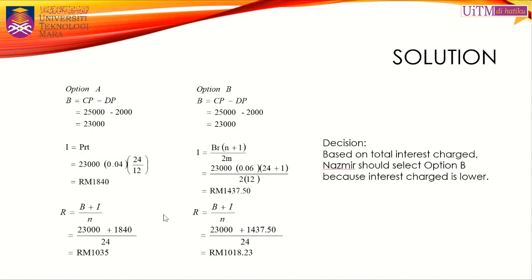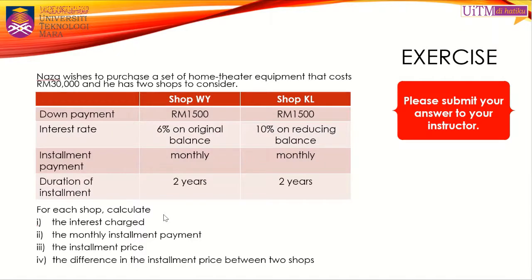Okay, the next part in the slide is an exercise. You can do this later. So it is similar to what you have found in the previous example. Just do the same method and then find the interest, find the monthly installment payment, find the installment price, and then find the difference in installment price between the two shops. Okay, so hopefully this clears everything on the topic of installment purchases.